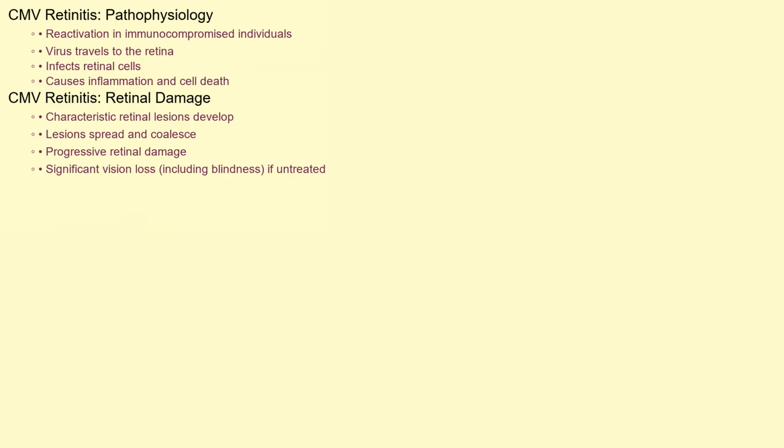So, how does CMV actually damage the eye? Well, when CMV reactivates in someone with a weakened immune system, the virus can travel to the retina, the light-sensitive tissue at the back of the eye. Once there, the virus infects the cells of the retina. This infection causes inflammation and cell death, leading to characteristic retinal lesions. These lesions can spread and coalesce, causing progressive damage to the retina. Without treatment, this damage can lead to significant vision loss, including blindness.